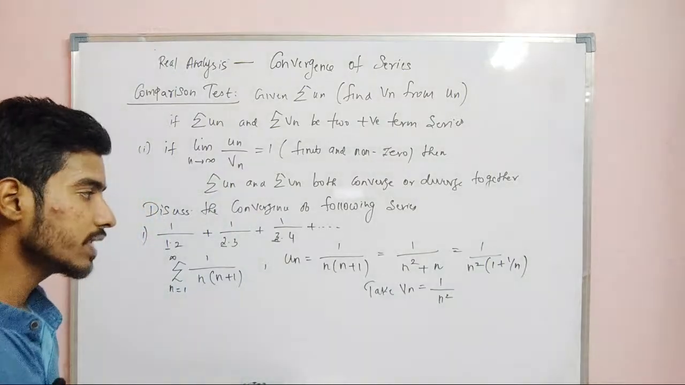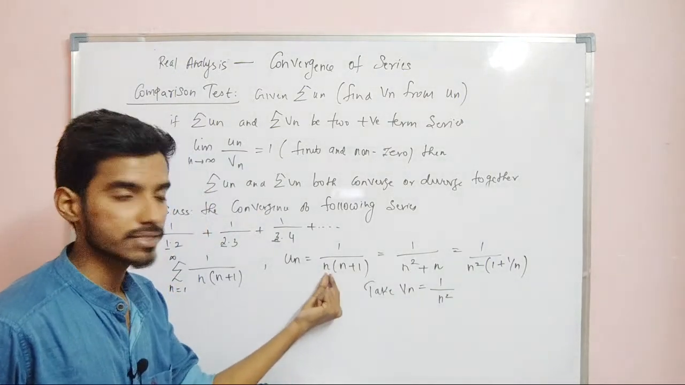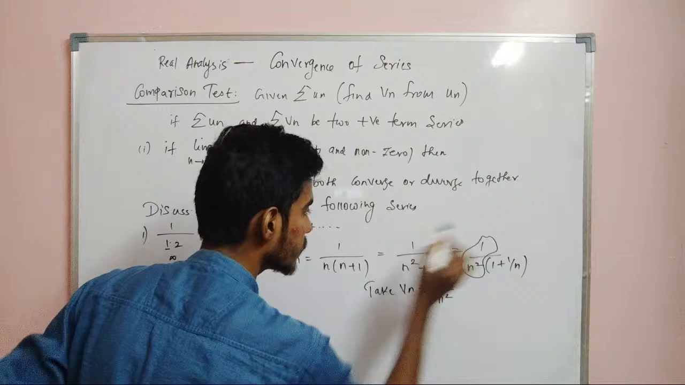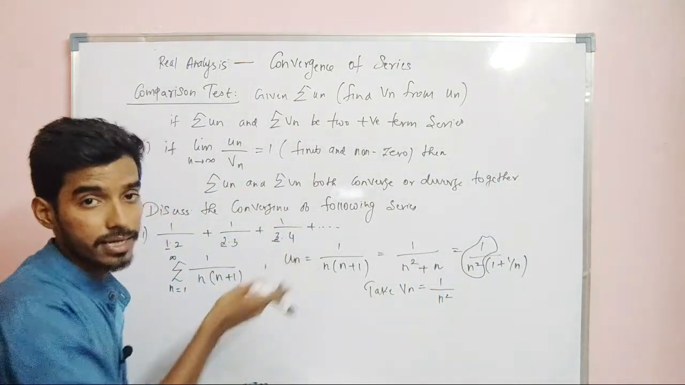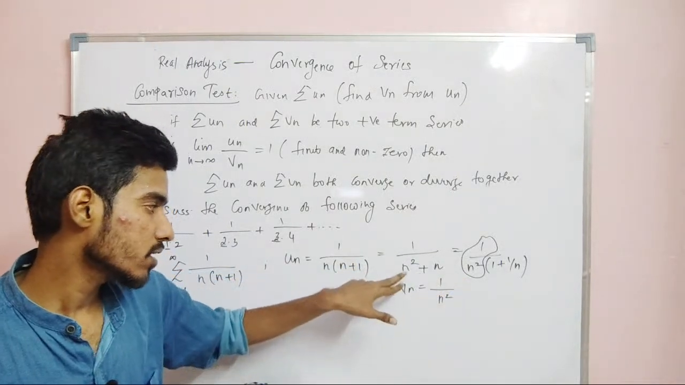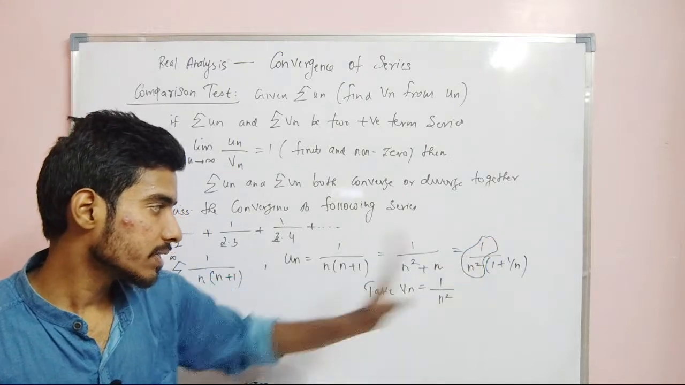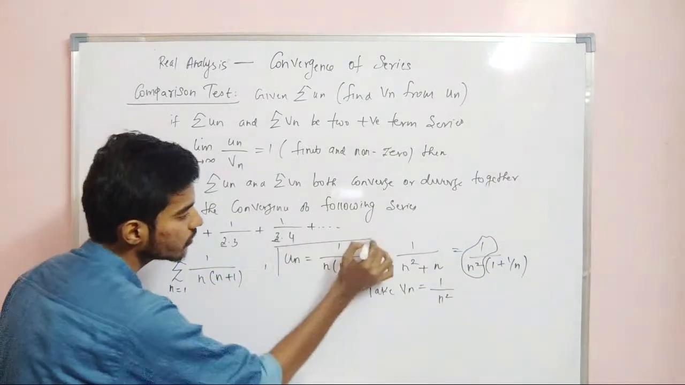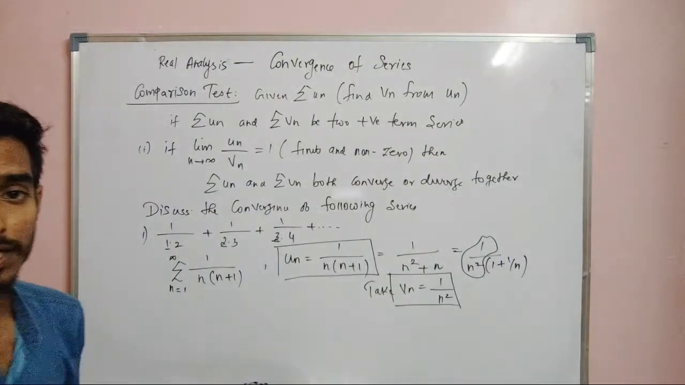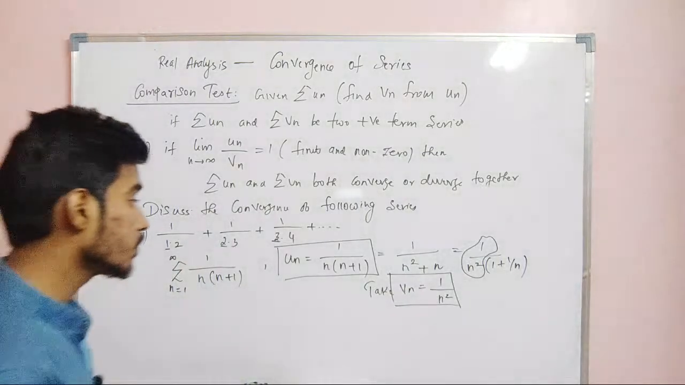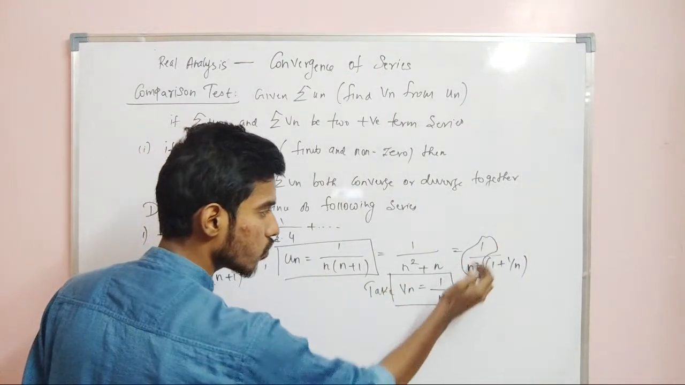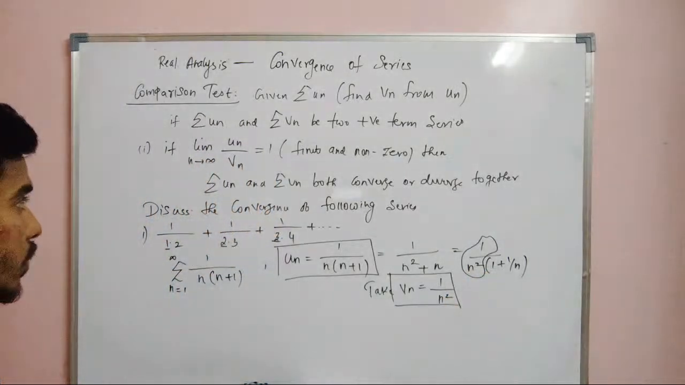You always have to bring the highest power inside, and then always take this term as Vn. I'll repeat, you should always take the highest power common. Here the highest power is n square, so I'm taking n square common, and it will be 1 plus 1 by n. Now you take Vn as 1 by n square. You should always find Vn from Un. So the important trick for finding Vn is, you just take the highest power common and take 1 by the highest power as Vn, right?